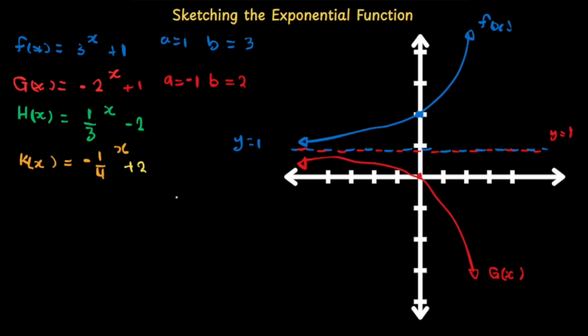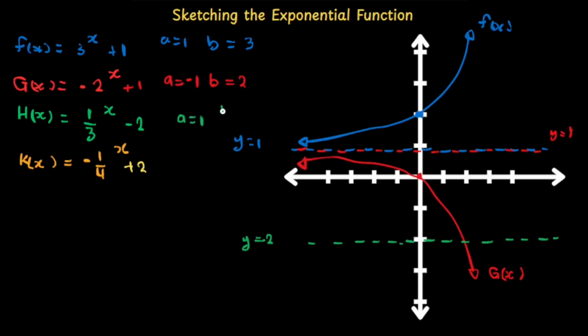The first thing I'm going to look for is, of course, my horizontal asymptote, which has the equation y is equal to negative 2, as indicated by the q value. So I'm going to look for negative 2 and sketch in the line y is equal to negative 2. We are now going to look at the shape of this function. We can see that a is positive because the base is positive. So a would be equal to positive 1.